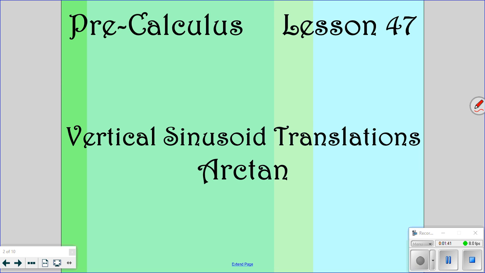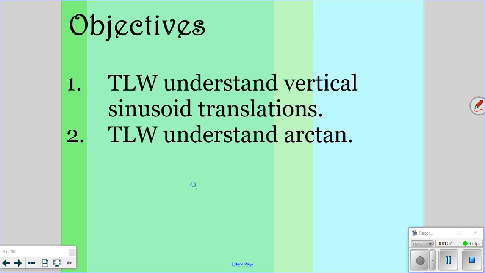So we're looking at lesson 47 today. We're going to look at vertical sinusoid translations. And then we're going to look at arctan. So hopefully after this lesson you'll understand vertical sinusoid translations and arctan.